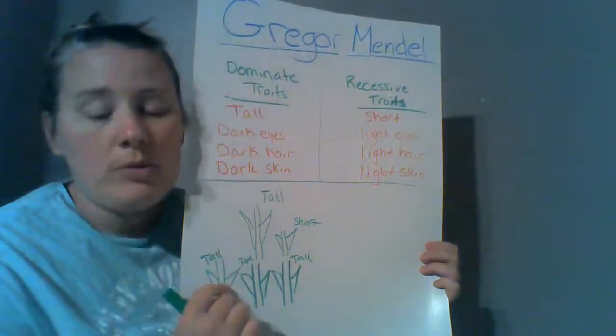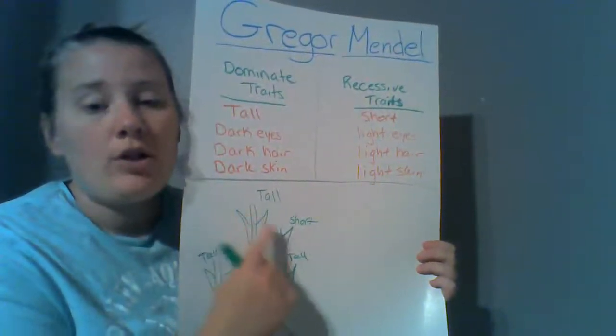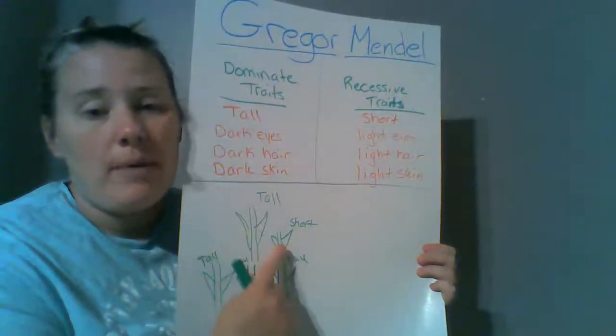Okay, so what we're going to do is we're going to label. We've done our tall and short, but we also want to do a D for dominant and an R for recessive. So I'm going to label all of them.